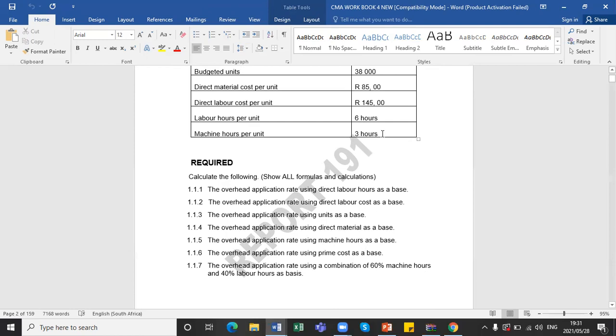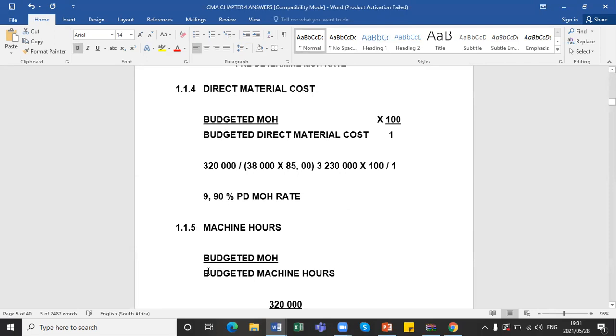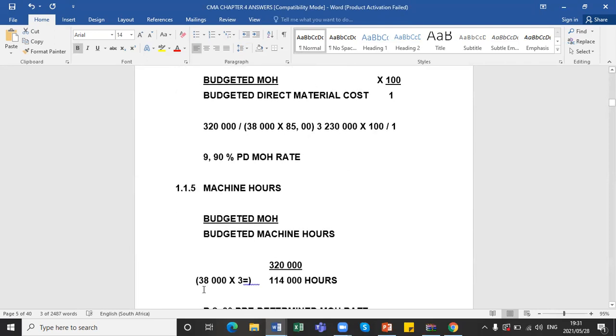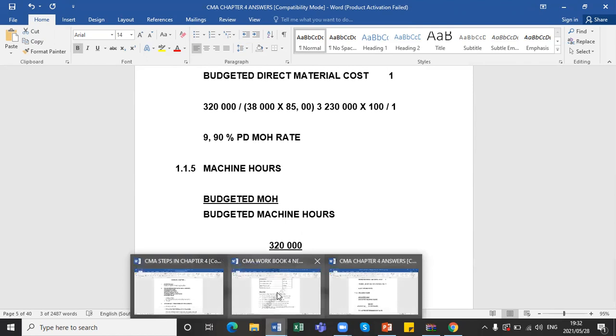Now remember, they gave you machine hours per unit. So you multiply it first with 38,000. So it's budgeted overheads over budgeted machine hours, 320,000. So you first work out the budgeted machine hours for all the units, which is 114,000. And there's my answer of 2 Rand and 80.